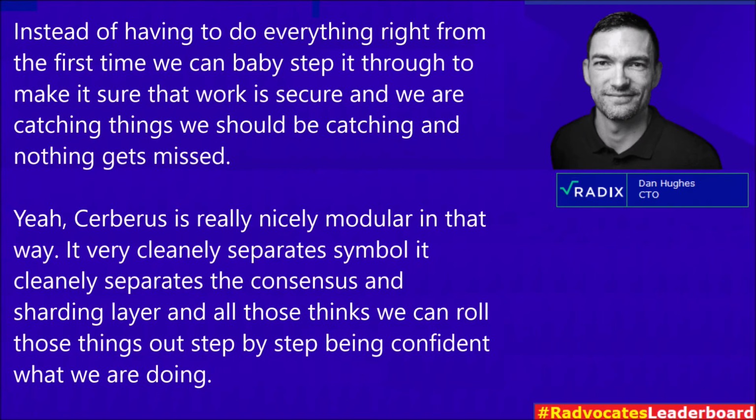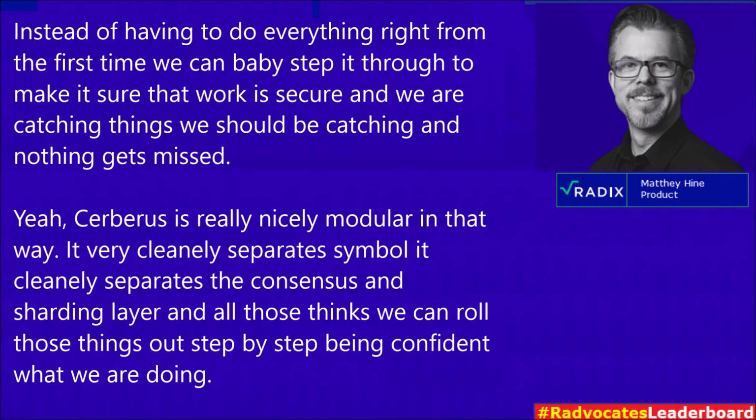Instead of having to do everything right first time, we can baby step it through to make sure that the network is secure and that we are catching things that we should be catching and that nothing gets missed. Yeah, Cerberus is really nicely modular in that way. It very cleanly separates Sybil, it cleanly separates your consensus and the sharding layer, all those things. We can roll those things out step by step and be really confident in what we're doing.